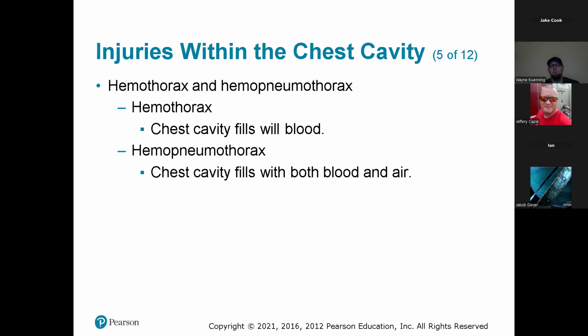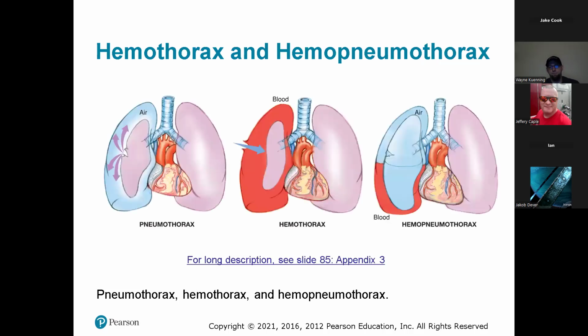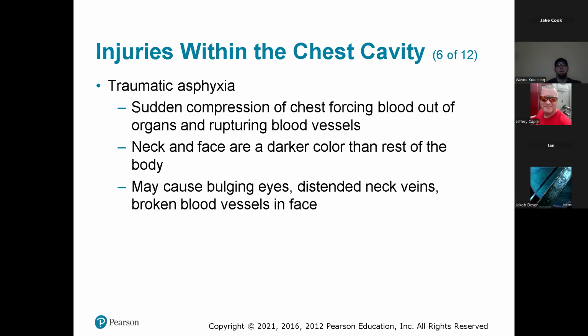Hemothorax and hemopneumothorax. Hemothorax is when the chest cavity fills with blood, and hemopneumothorax is when the chest cavity fills with blood and air. Most of your trauma patients are typically going to be in the hemopneumothorax category. How much blood and how much air is almost impossible to tell without a CT.